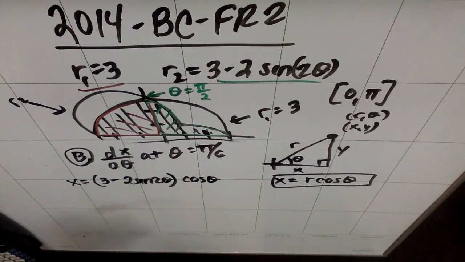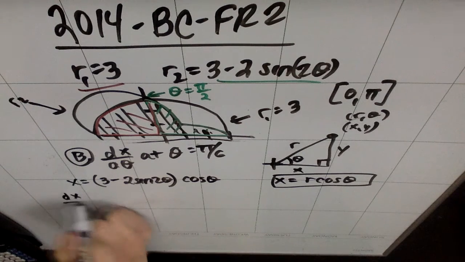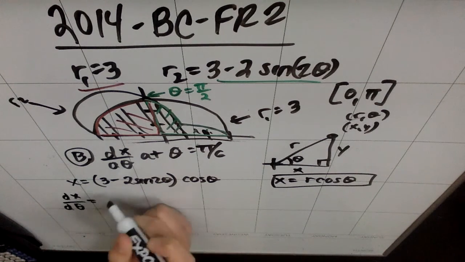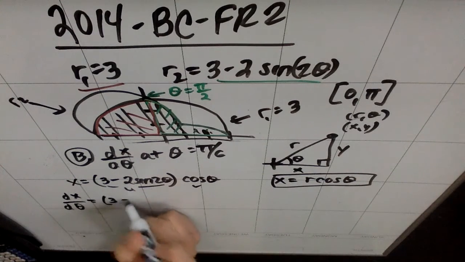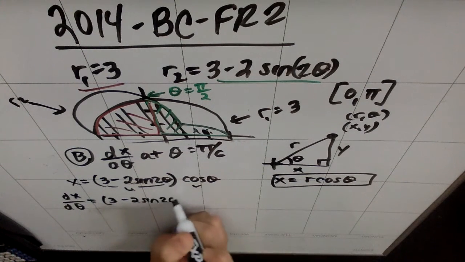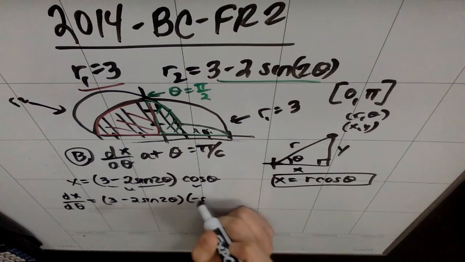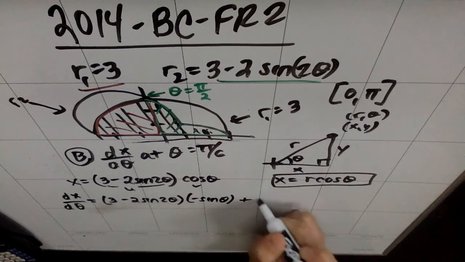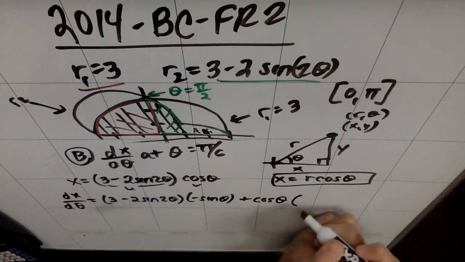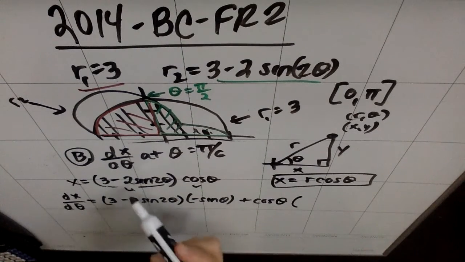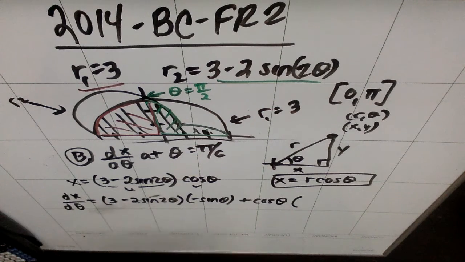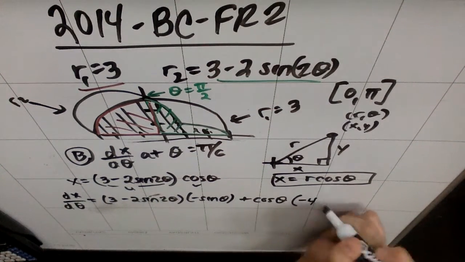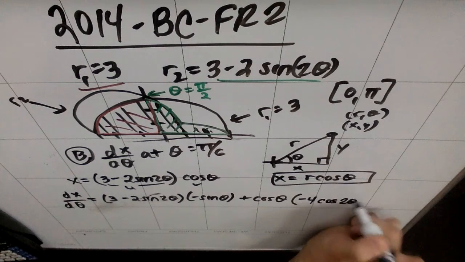Now I'm going to derive with respect to theta. So my dx d theta is going to be u, right? This whole thing is my u. This is my v. So u dv is going to be a negative sine of theta, right, plus v, which is cosine theta. Du is going to end up being, when I derive a sine, I get a cosine, right? So when I derive sine of 2 theta, I'm going to get a cosine of 2 theta times a 2 for the chain rule. So I'm going to end up with a negative 4 cosine of 2 theta, right?